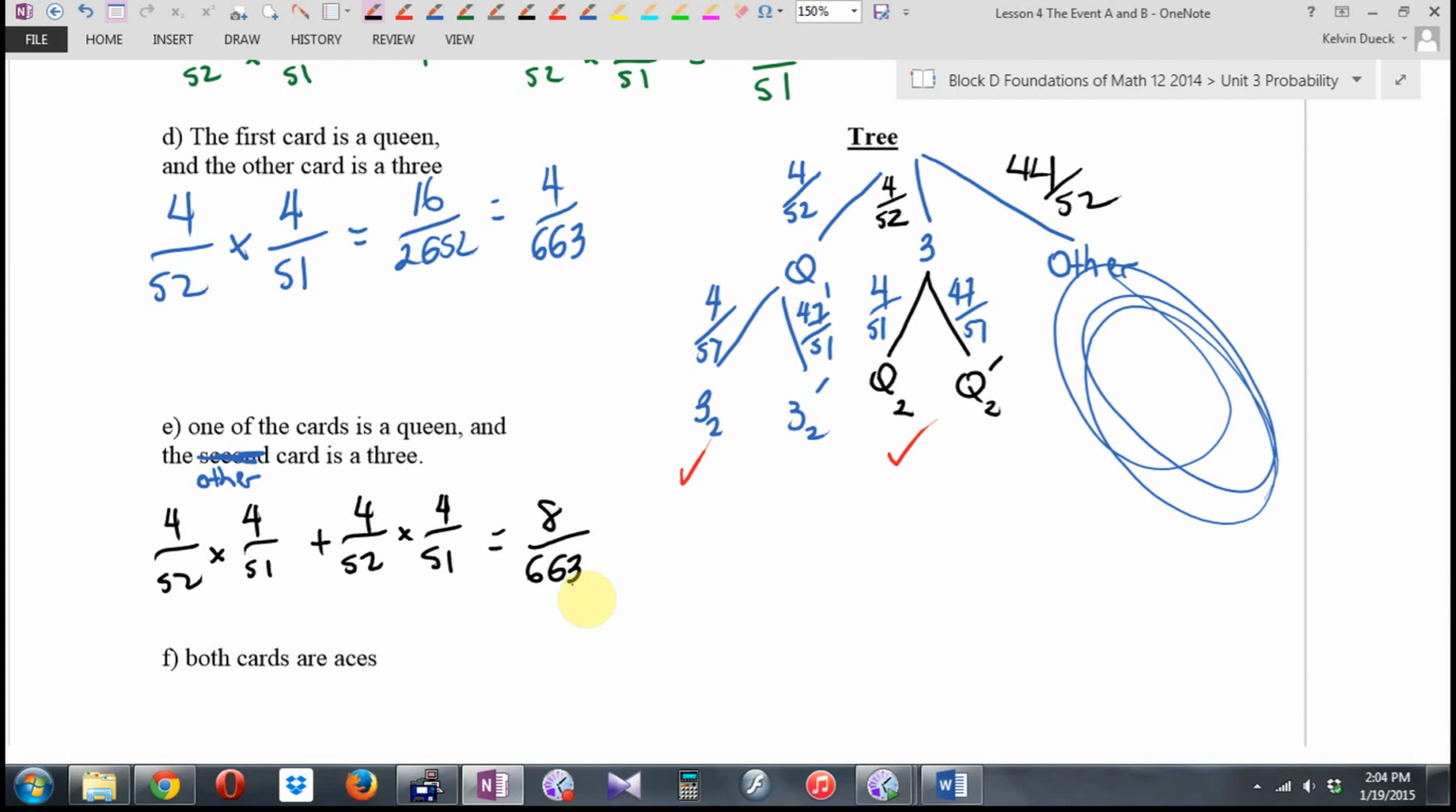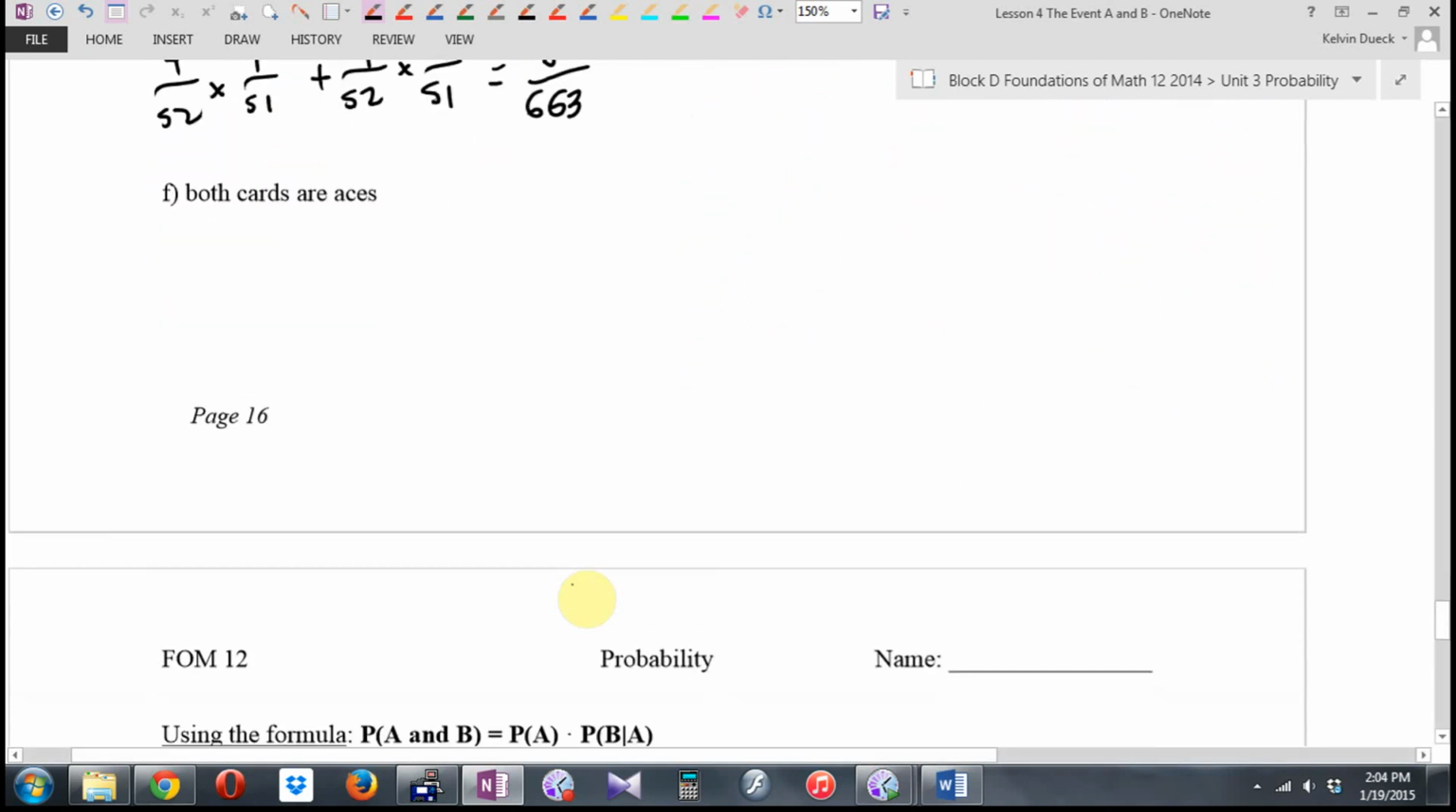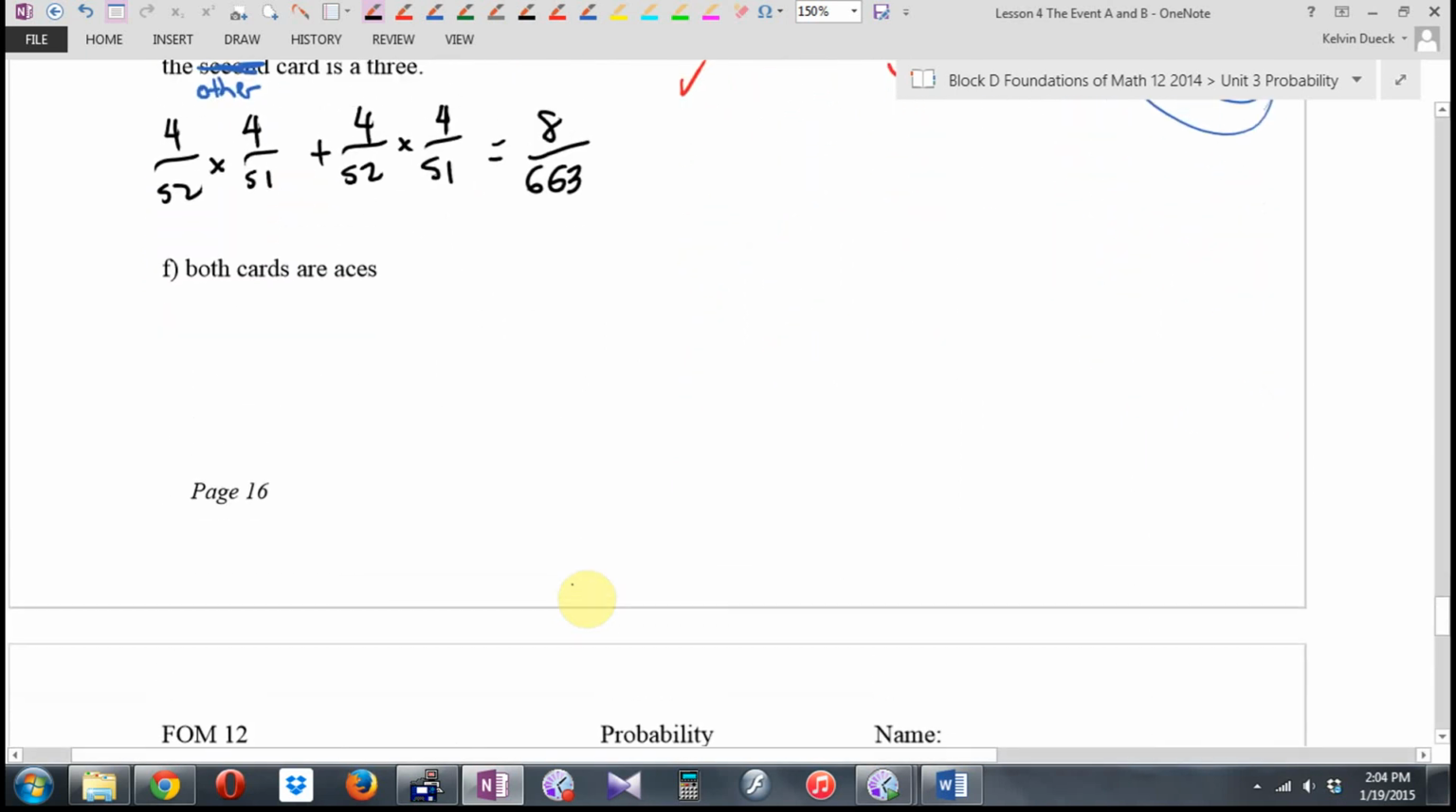F. And then we'll get into the formula, and then we're done. F. Laura, can you read F to me, please? Both cards are equal. How many cards? 2, and you know what?